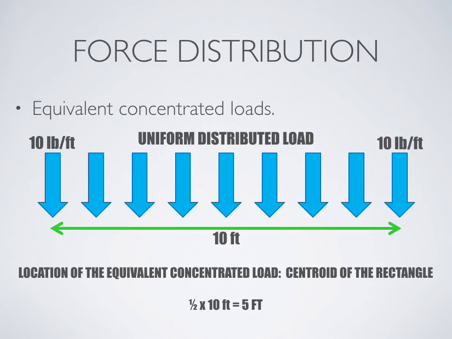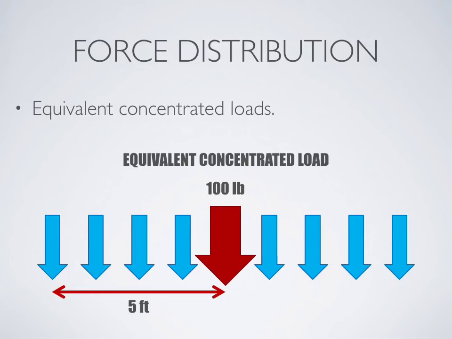This is a uniformly distributed load. It makes a rectangular shape. When you have a rectangle, the concentrated load happens at the centroid of the rectangle. Actually, no matter what shape you have, the concentrated load happens at the centroid of the shape. The fact is, for a rectangle, it happens in the middle. So we have 10 feet. Half of that is 5 feet. So the concentrated load acts at 5 feet, and it's 100 pounds.